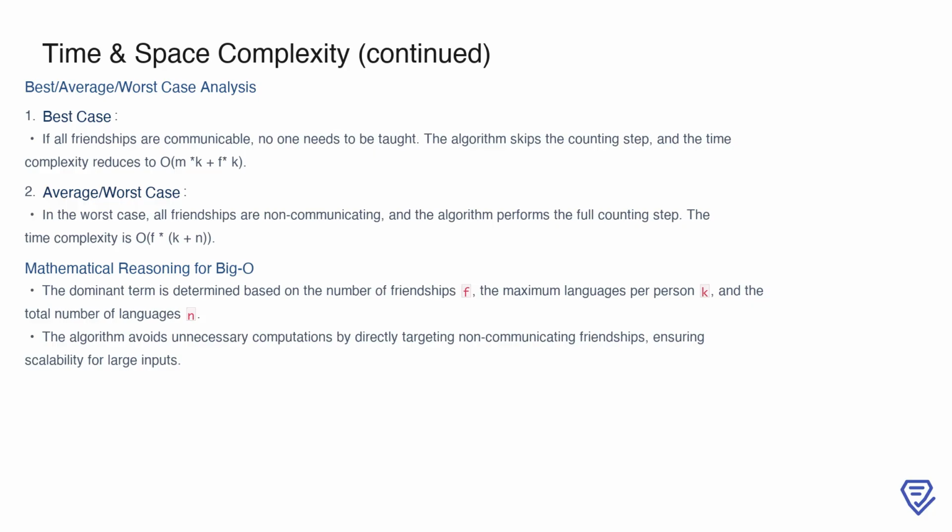This analysis underscores how the dominant term in the complexity depends on the number of friendships f, the maximum languages per person k, and the total number of languages n. By focusing exclusively on non-communicating friendships, the algorithm avoids redundant computations and maintains scalability for large datasets.